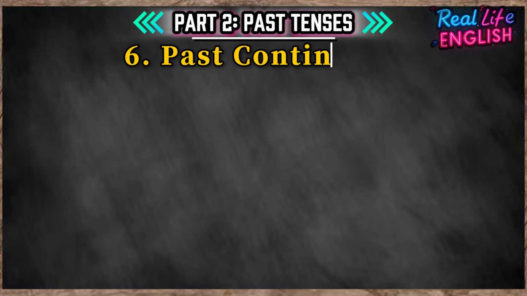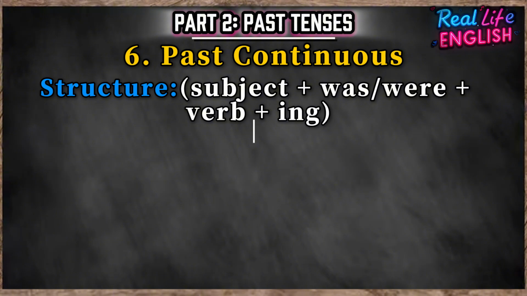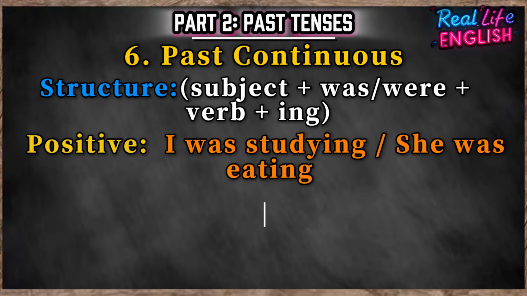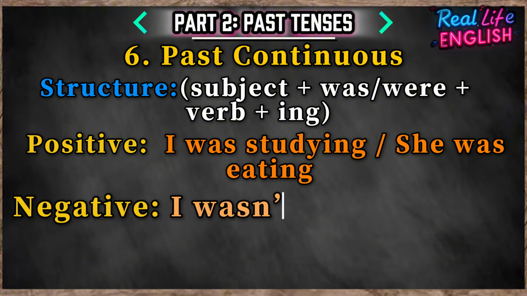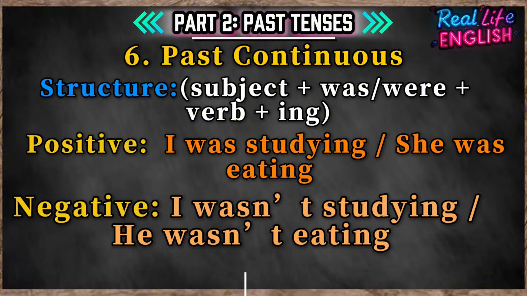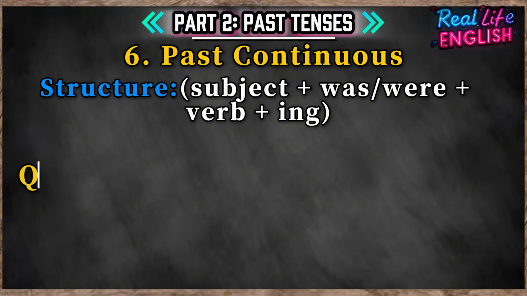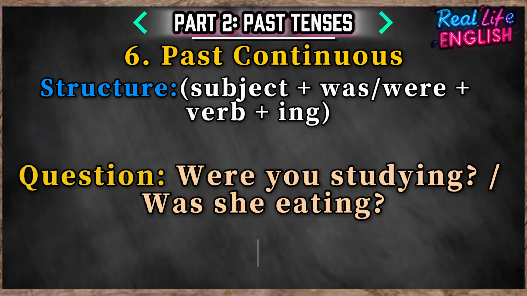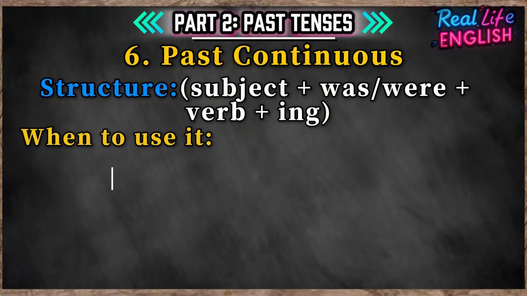6. Past continuous. Structure. Subject plus was or were, plus verb plus ing. Positive. I was studying. She was eating. Negative. I wasn't studying. He wasn't eating. Question. Were you studying? Was she eating? When to use it.